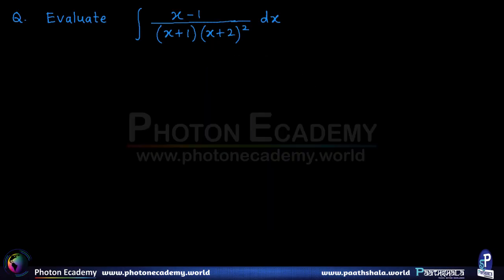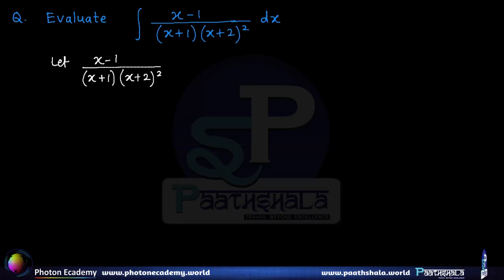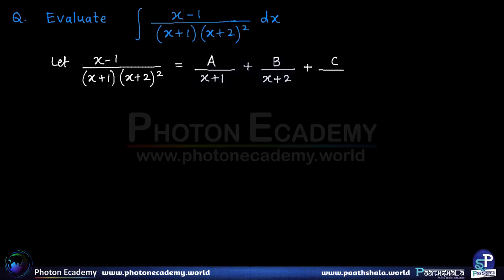Evaluate the integral of (x minus 1) upon (x plus 1) into (x plus 2) the whole square. So here let us call that particular function (x minus 1) upon (x plus 1)(x plus 2) the whole square, as we have to write it as partial fractions. So let's call it A upon (x plus 1) plus B upon (x plus 2). Now x plus 2 is a repeated factor, so first we consider a fraction having only x plus 2 in the denominator and the third fraction having (x plus 2) square in the denominator, right?